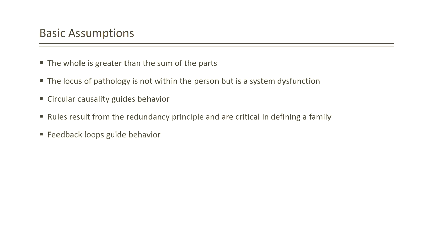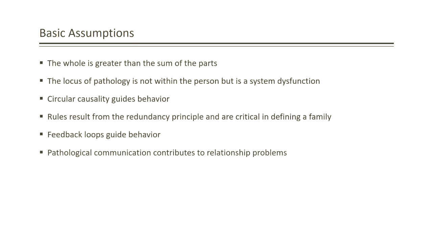Feedback loops guide behavior. So this is basically the way a family system corrects itself. They either use negative or positive feedback. An example of this would be if one of the children in the family got a speeding ticket and the parents then grounded them for a month, they weren't able to drive because they got the speeding ticket. That would be an example of negative feedback that would hopefully help the family system correct itself and correct that person's behavior.